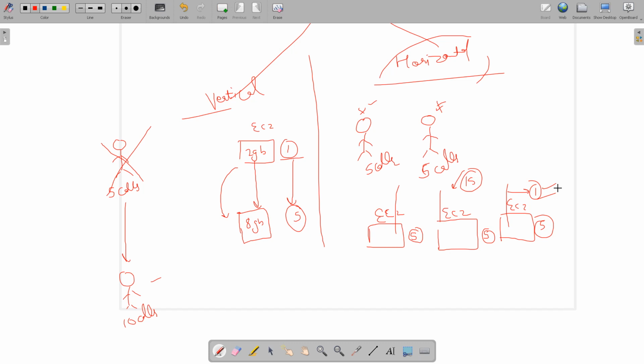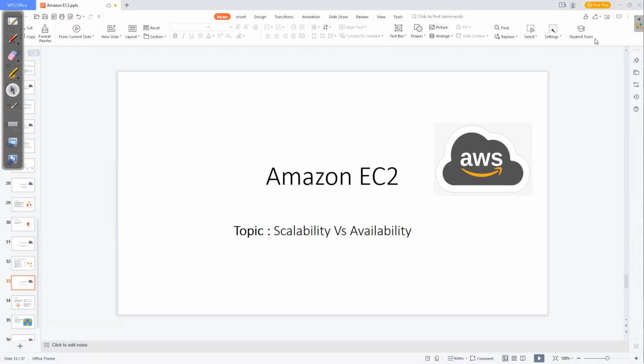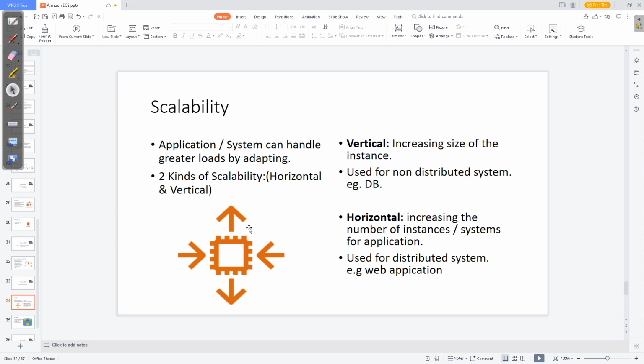Okay, so this is the difference between horizontal and vertical. Got it? Now let's come to the theoretical section. Let's see what scalability is. We can say an application or system can handle greater loads by adapting. For this, we have horizontal and vertical scaling. These are the two types.